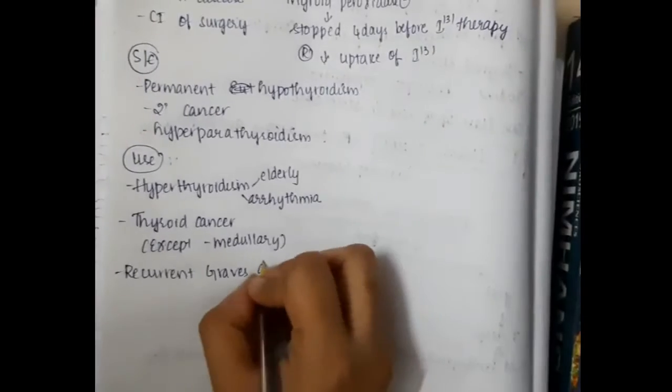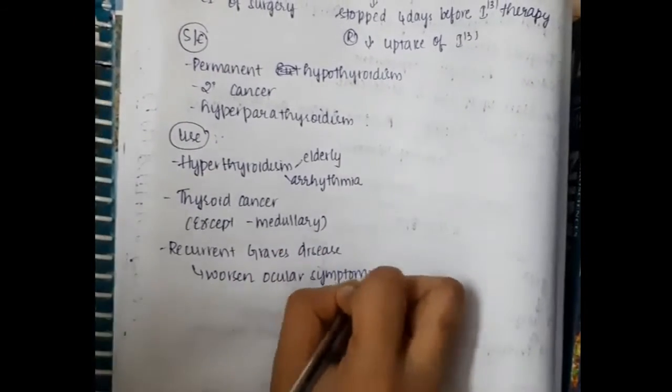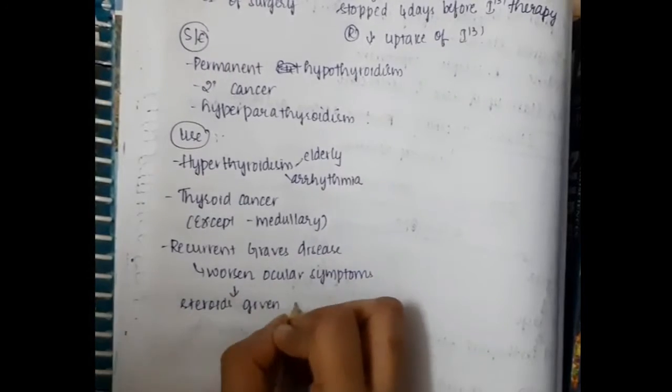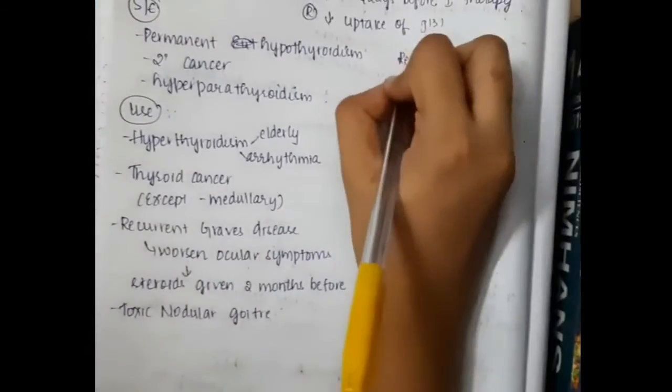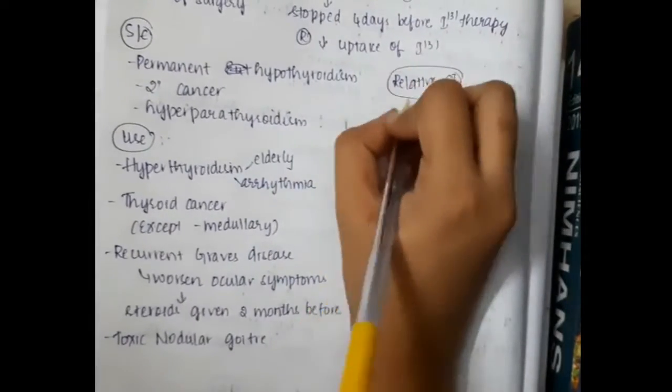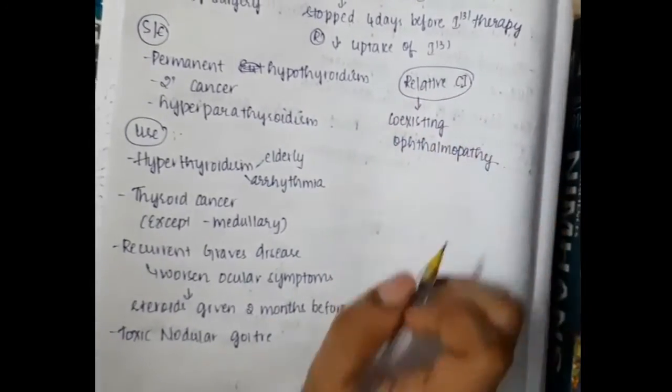It is used in Graves' disease, but whenever there is worsening of ocular symptoms, steroids can be given 2 months before it. Toxic nodular goiter, you can use it. Relative contraindications include coexisting ophthalmopathy. So this is about the radioactive iodine.